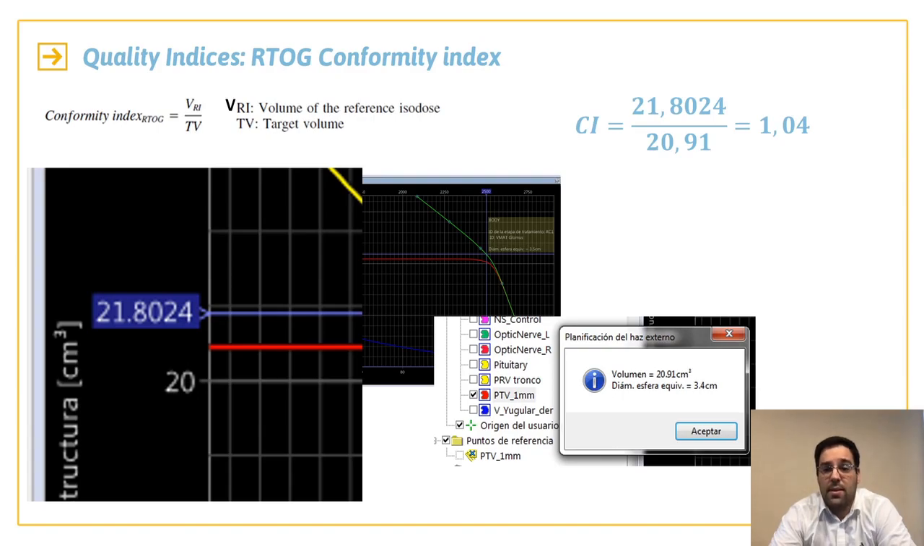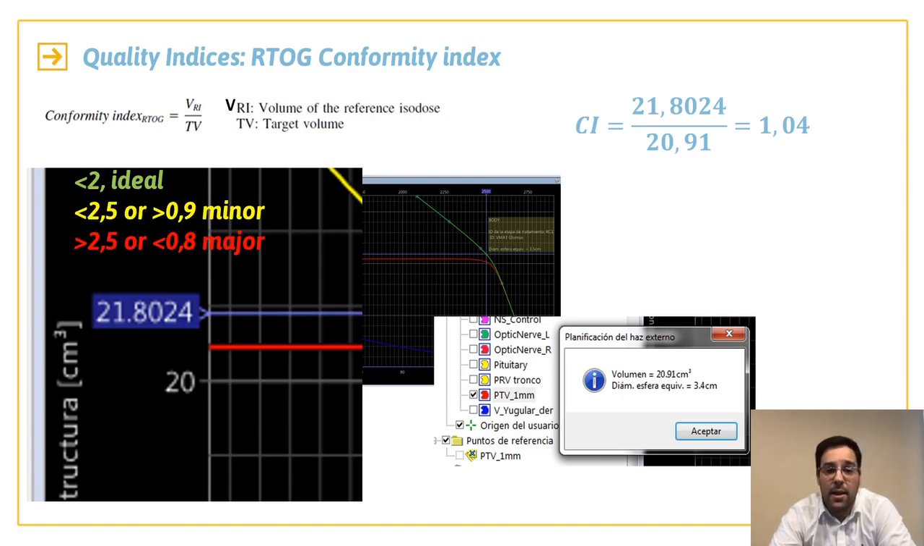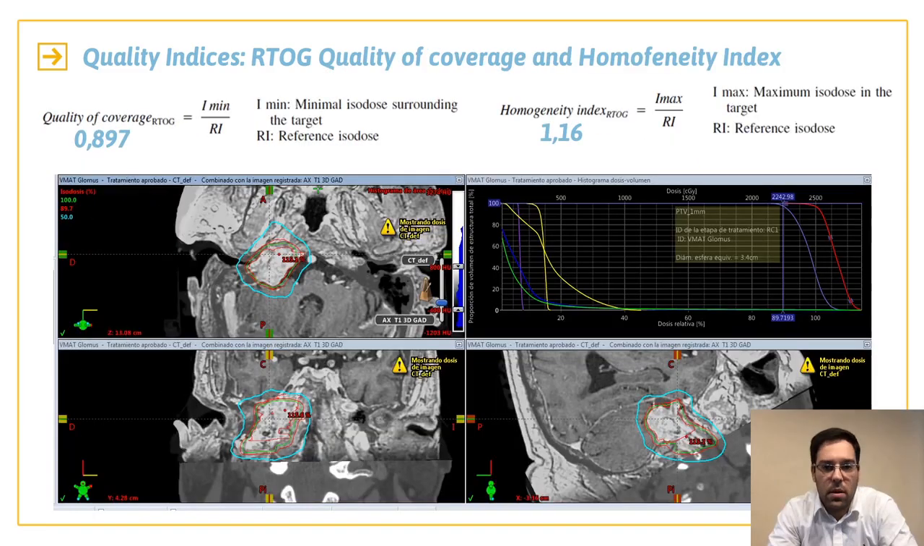In case the conformity index is below 2, it's an ideal situation. If it is above 2 or below 0.9, it's considered a minor protocol violation. And if it's above 2.5 or below 0.8, it's a major protocol violation.